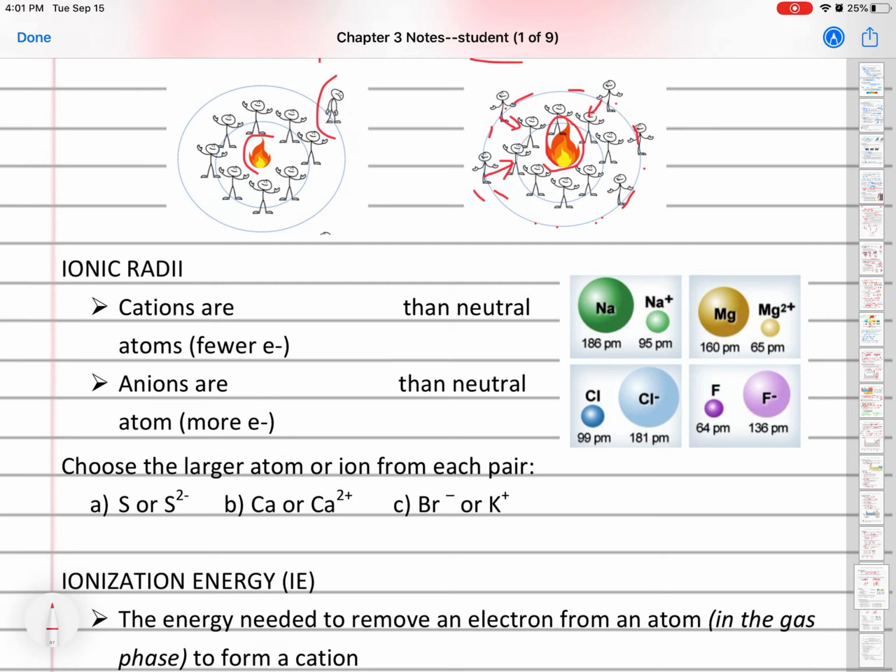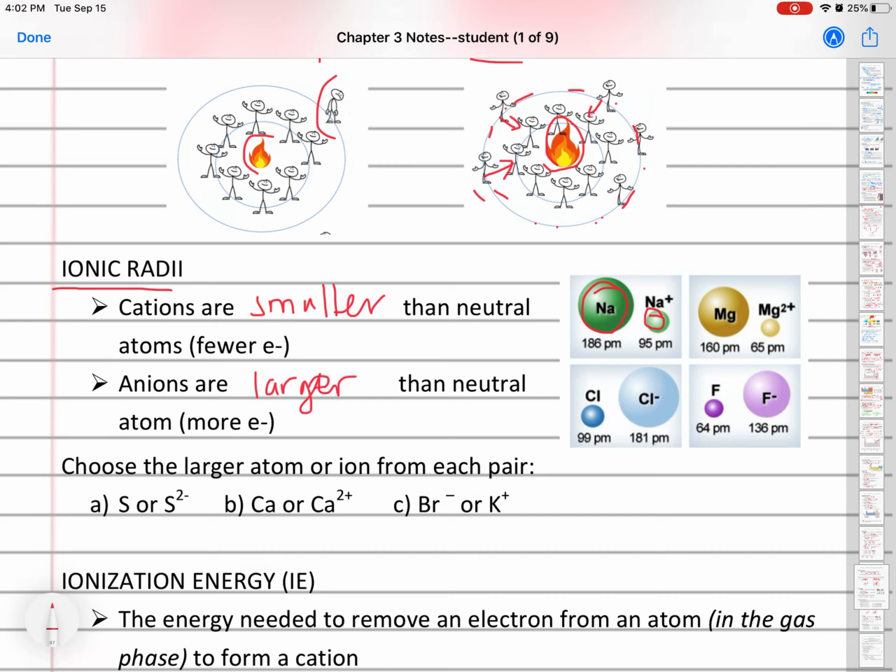Another thing to consider is not just the atomic radii, but also ionic radii, so the radius of ions. So cations, since they lose electrons, they are always smaller than their neutral counterparts, their neutral atoms. So when sodium becomes a cation, it loses electrons. So it makes sense that it would be smaller because electrons are what contribute to the cloud. But also without those electrons, when it loses one electron, now the other electrons feel that positive pull of the nucleus even more. They don't have to share it with that electron that left.